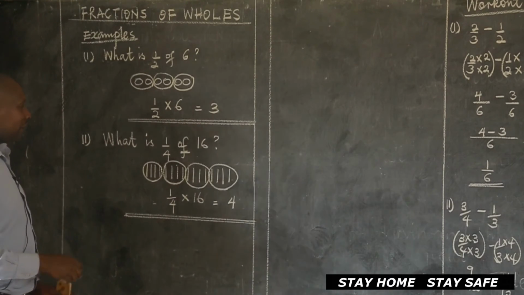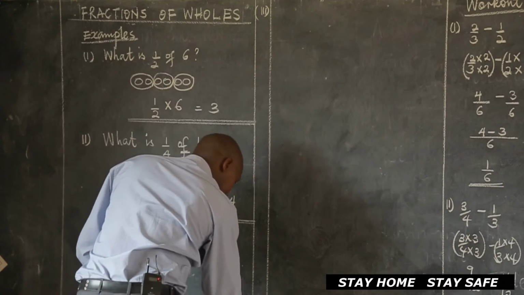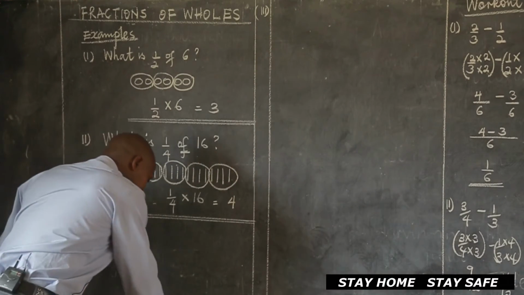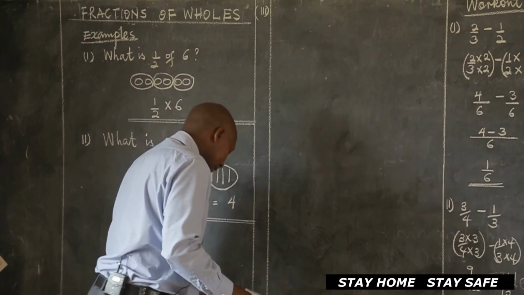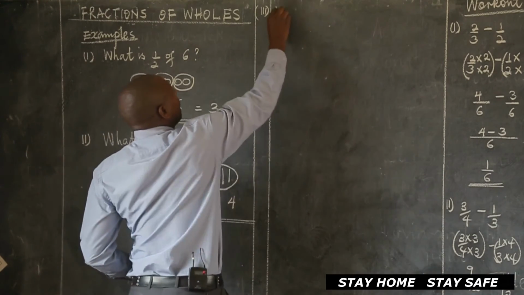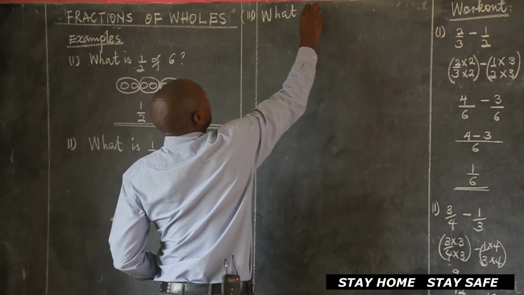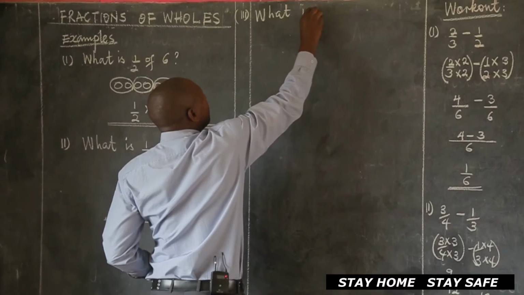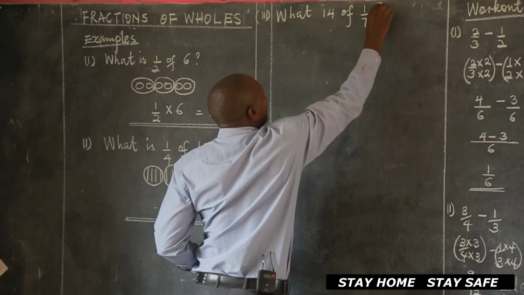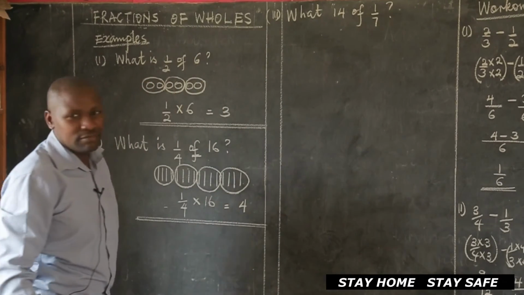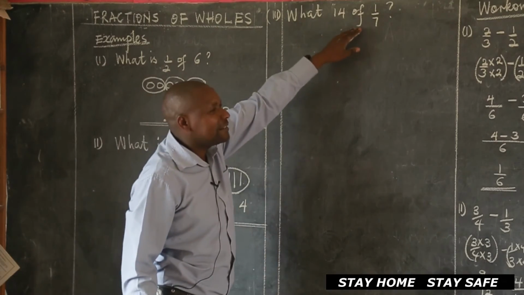Okay, let's have Roman 3 as our example. Let's say somebody is saying, what is 14 of a 7th? Have I teased you? When you look at this and you look at that, have I teased you?